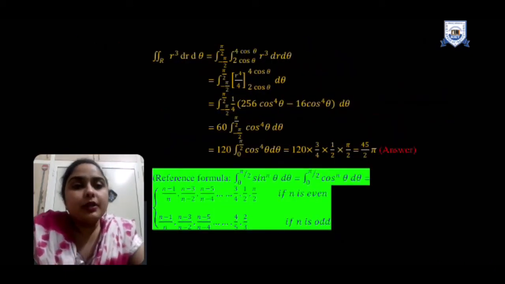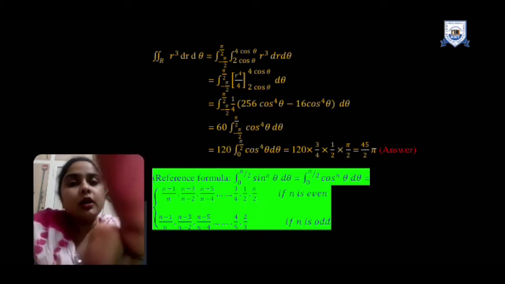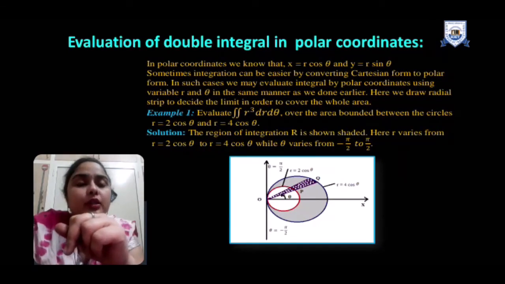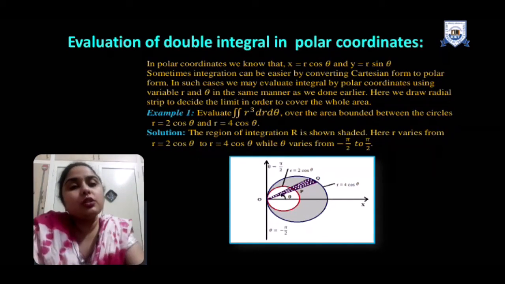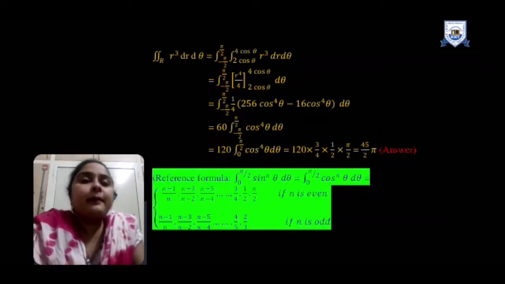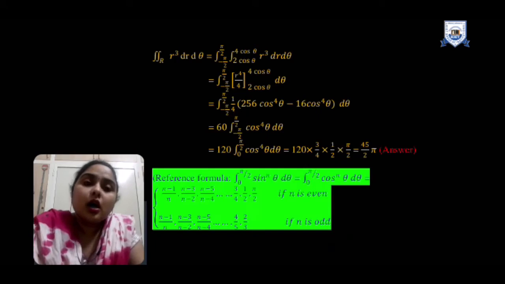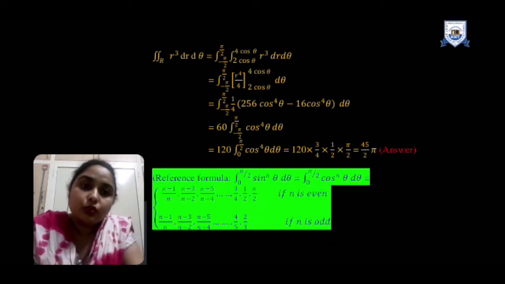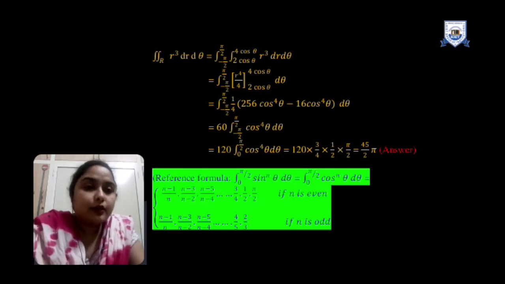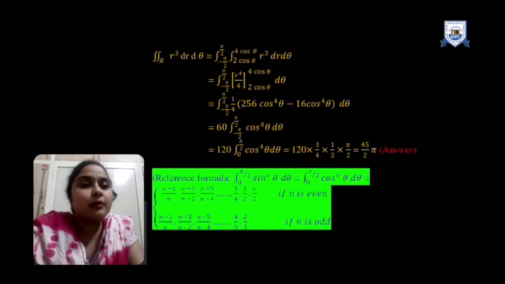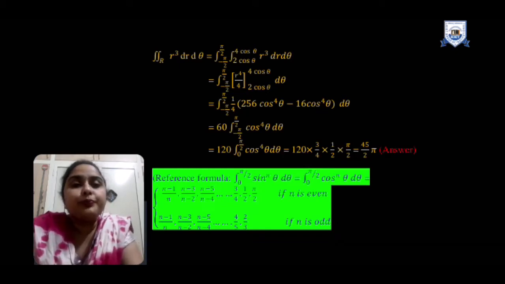Now we have to convert the double integration of r cube dr d theta, but the function given to you was r cube already, so we don't need to change it. And r cube will be integrated with respect to r first, because r has the variable limits 2 cos theta to 4 cos theta, and later on with respect to theta, having the constant limits minus pi by 2 to pi by 2.